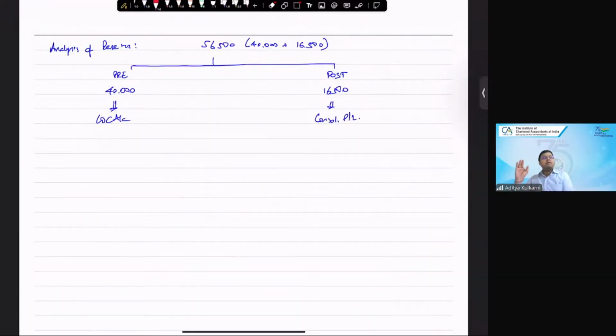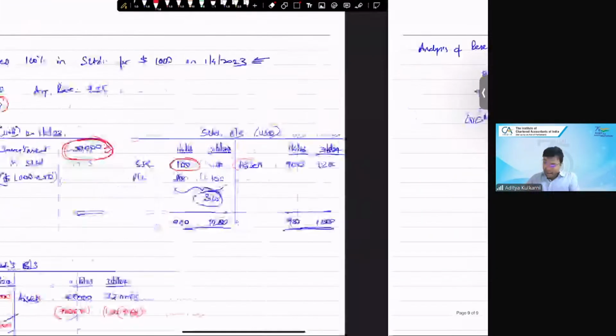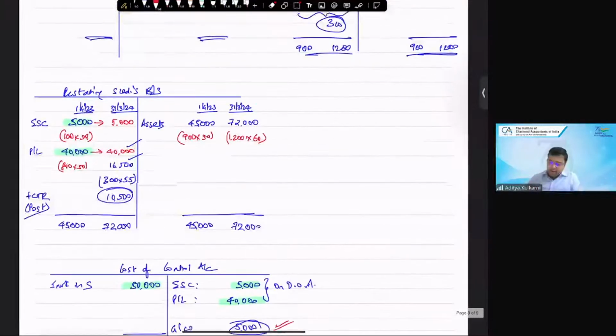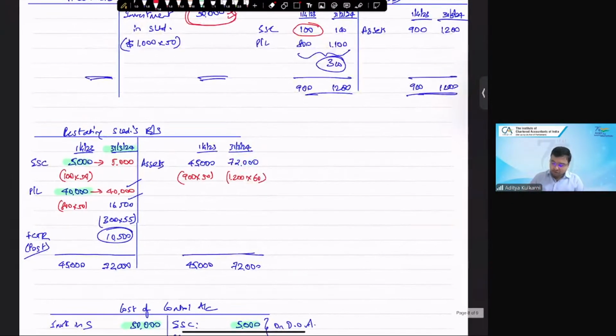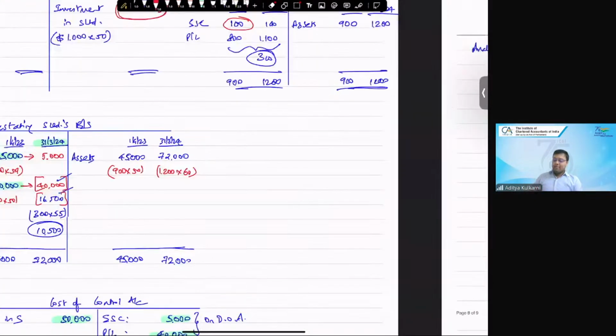Now, when I look at my reserves, you are consolidating on this date. Don't forget, I am not consolidating on 1st April. I am consolidating on 31st March. On 31st March, your total reserve balance was opening 40,000. This will continue to remain at the rate on the date of acquisition plus the rate that I have earned when I am in control of the subsidiary. That is the average rate.